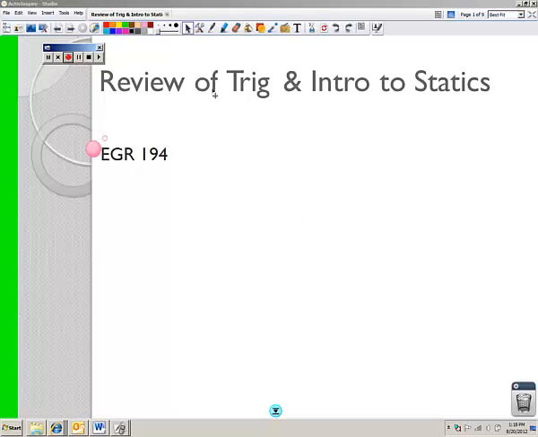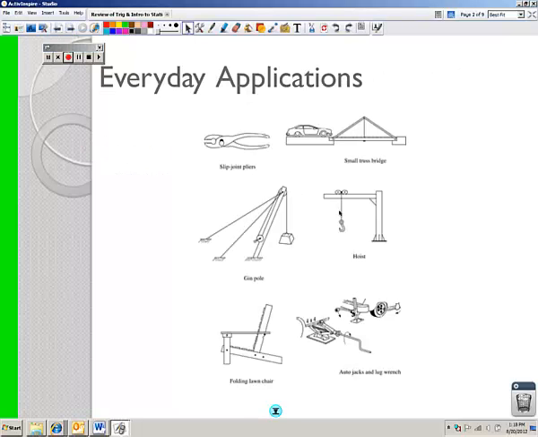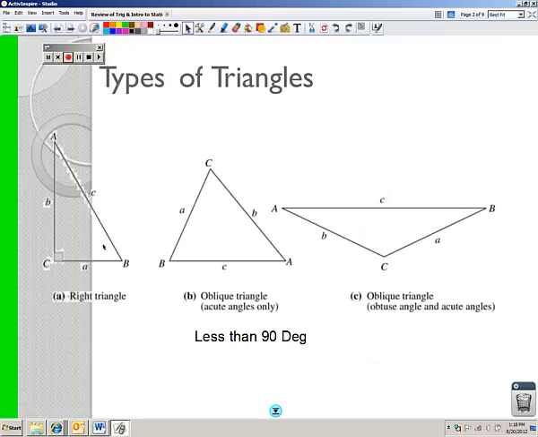Okay, this is a little review of Trig and an introduction to statics. These are some everyday applications you'll find for statics and structural materials: a gin pole and a boom, a jack, a folding chair, a hoist, a small bridge, foot joint lights. And here are three types of triangles.